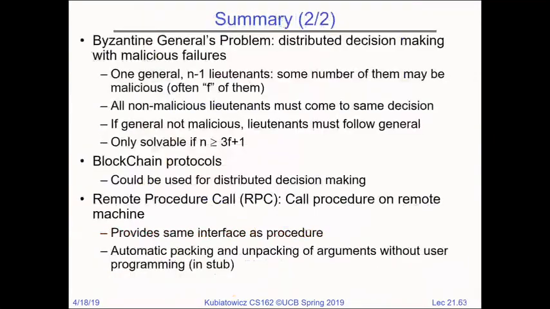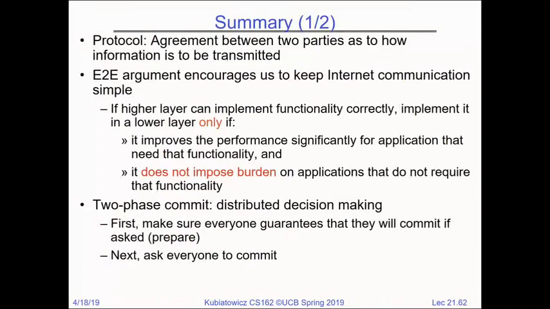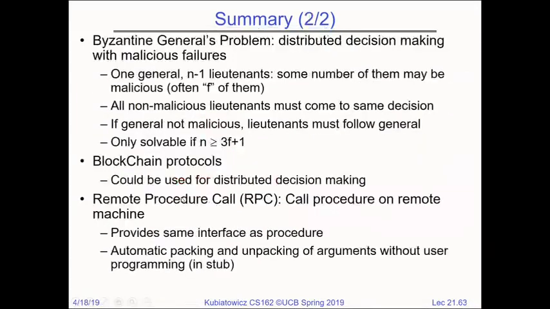All right, so let's finish up. So in conclusion, I don't have this thing layered here, so that's fine. We talked about a protocol, which is an agreement between two parties as to how information is transmitted. We talked about the end-to-end arguments, which is that a function should be implemented in a lower layer only if it can't be implemented correctly at a higher layer, or if it improves performance significantly and does not pose a burden. We talked through two-phase commit, which is a distributed decision-making process: one coordinator, a bunch of secondary folks that are committing.